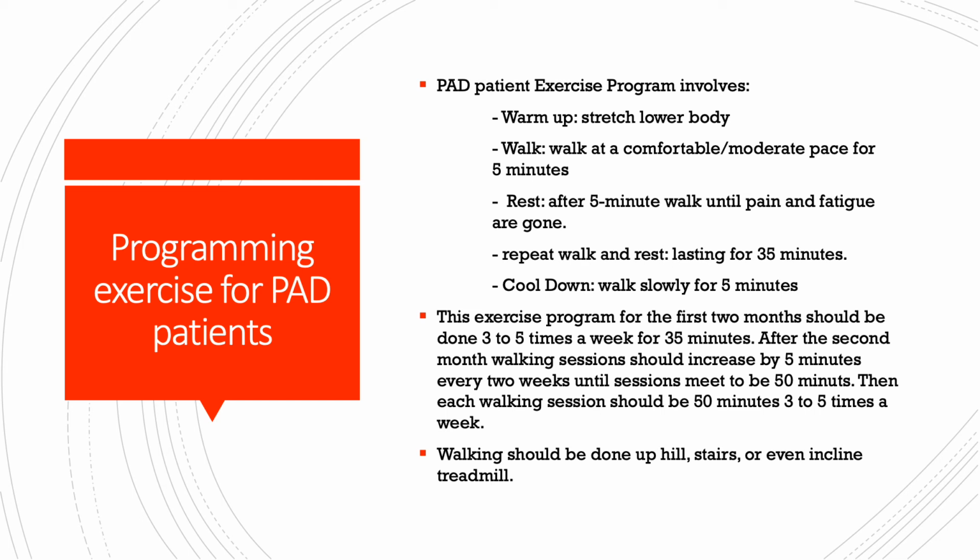After the second month, walking sessions should increase by 5 minutes every 2 weeks until sessions reach 50 minutes. Then from there, walking sessions should be 50 minutes, 3 to 5 times a week. The level of intensity should be increased by going uphill, upstairs, and even on incline treadmills.